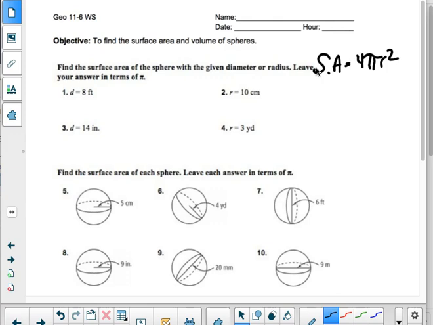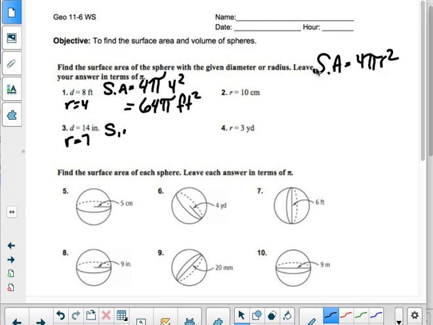So I gotta have the radius. So r here is 4. R here is 7, and the other ones are all set, because remember, diameter is twice the radius. So here I've got SA is 4 pi 4 squared, and I want it in terms of pi, so that's 16 times 4, which is 64 pi feet squared.